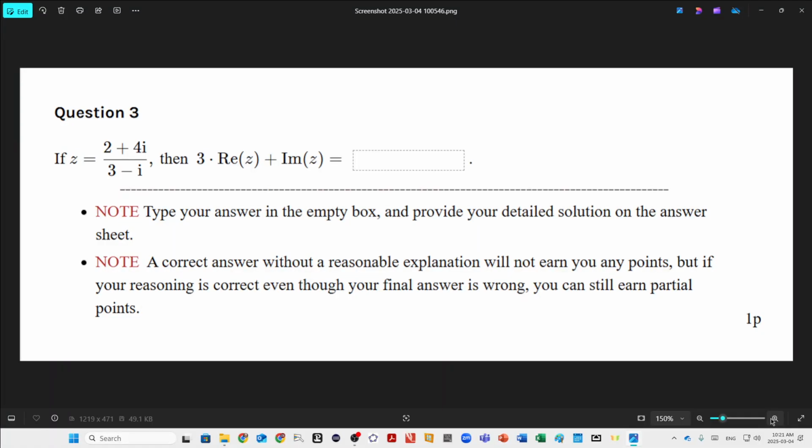Okay, if z is given to be this complex number, then 3 times the real part of z plus the imaginary part of z, you have to calculate and write it here. But that's also very standard.